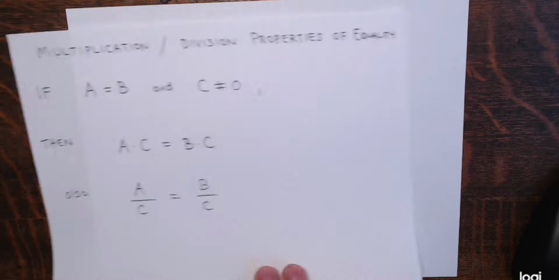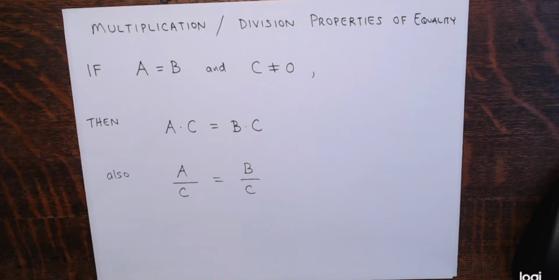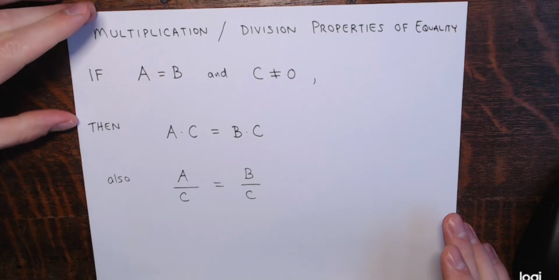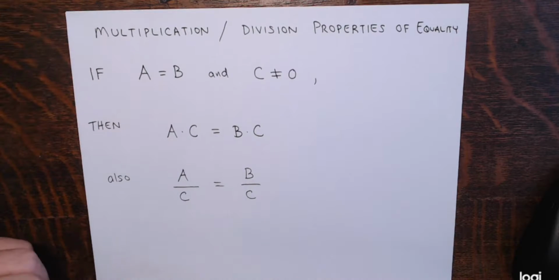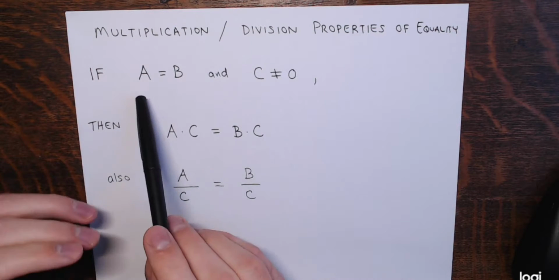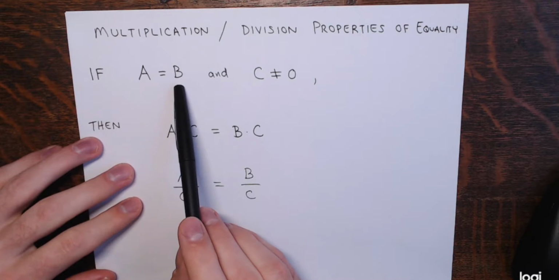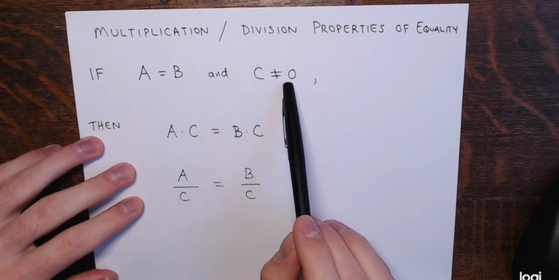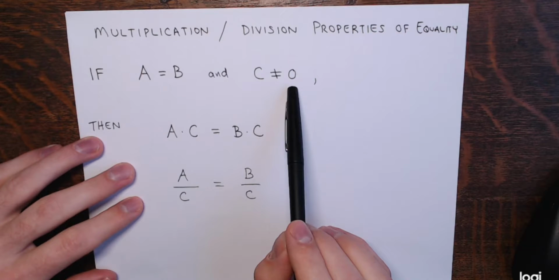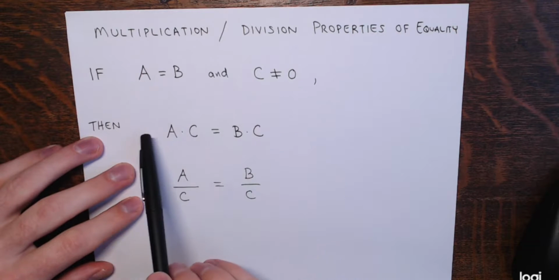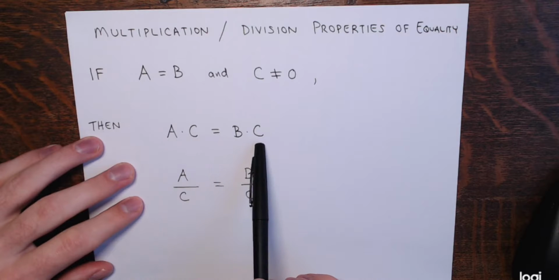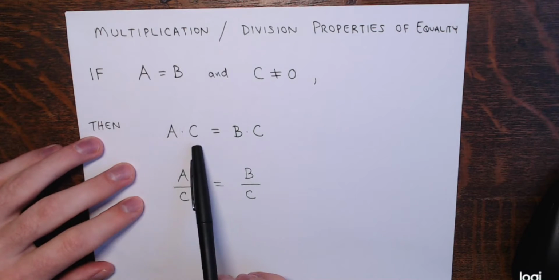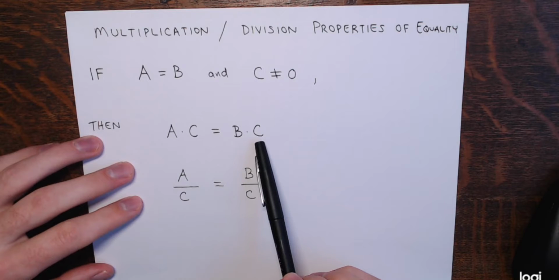Right, so I had these written out last video. Here they are, the multiplication slash division properties of equality. So what this states is that if you have an equation, if A equals B, let's say, and you have some number that's not 0, say C is not 0, then A times C will be equal to B times C. Basically, if you multiply the left side by C, you must also multiply the right side by C.